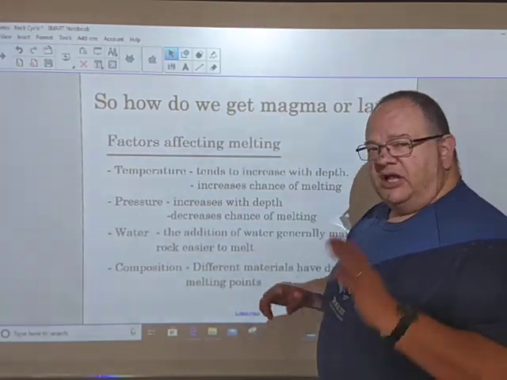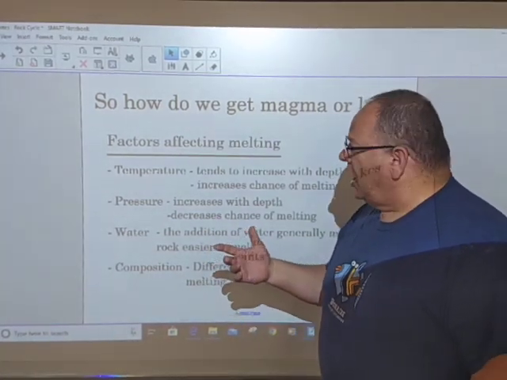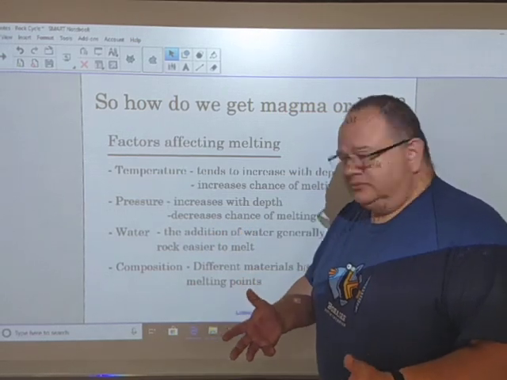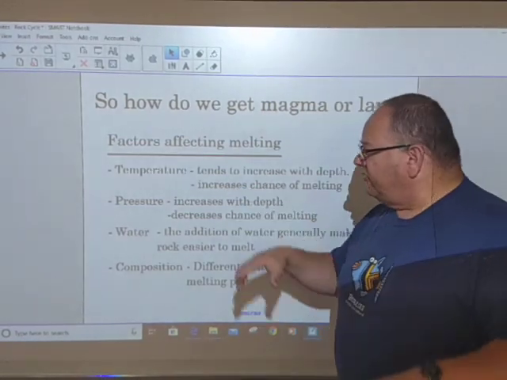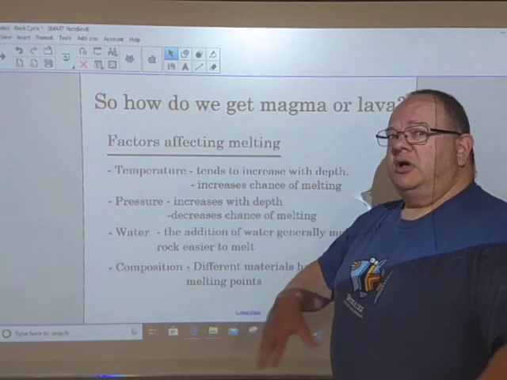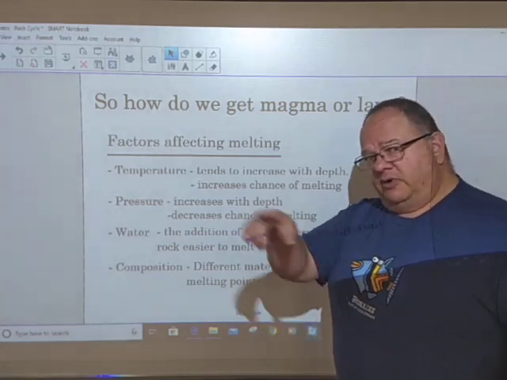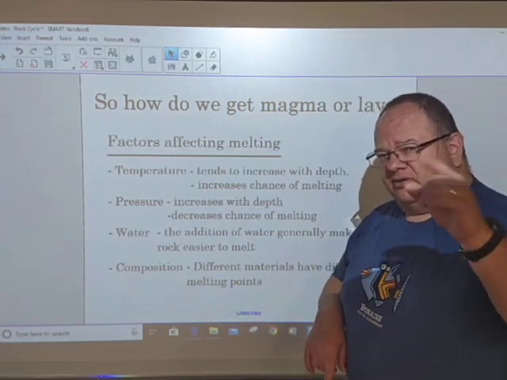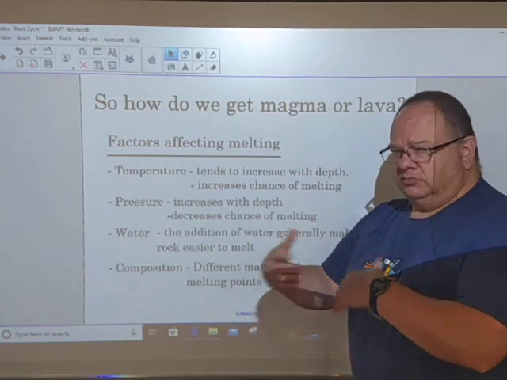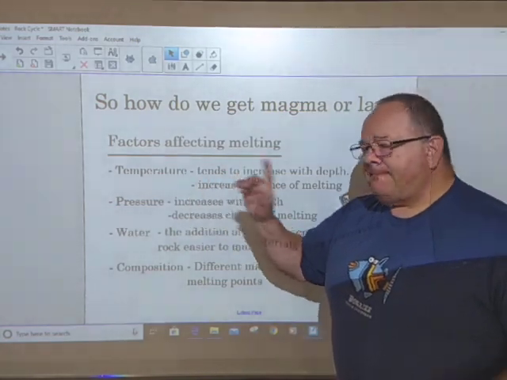What are some factors that affect melting? All right, well, one is temperature. I think you know that it takes heat to melt stuff, okay? Now, within the earth, temperature tends to increase as you get deeper within the earth. So the deeper you go, that's giving you more chance of having enough temperature to melt stuff. Typically, we don't find a whole lot of melted rock on the surface of the earth. Once in a while, there's a volcano where it comes bubbling up. So the higher the temperature, the more likely it is for something to be melted. That makes sense.